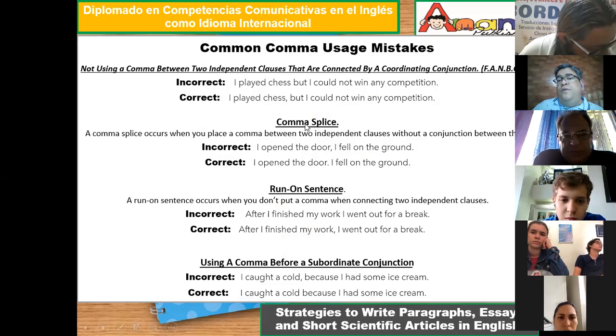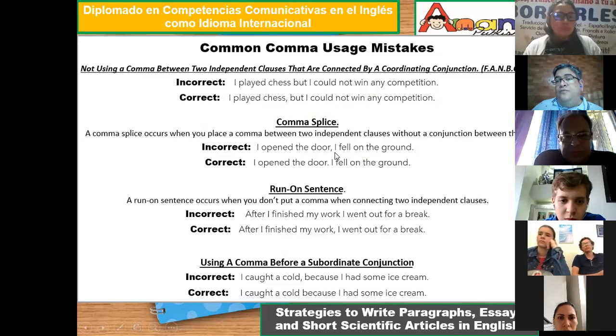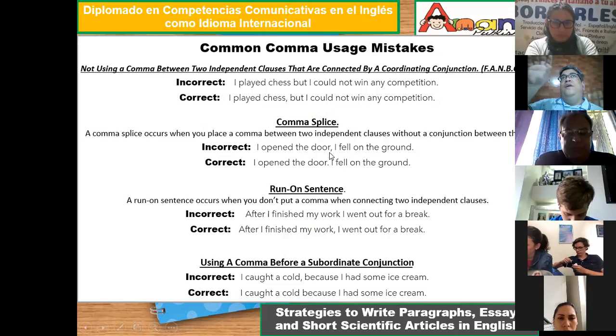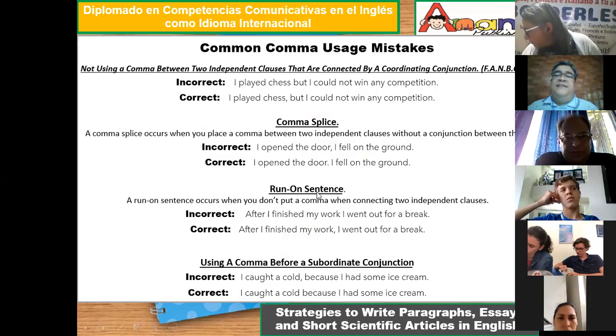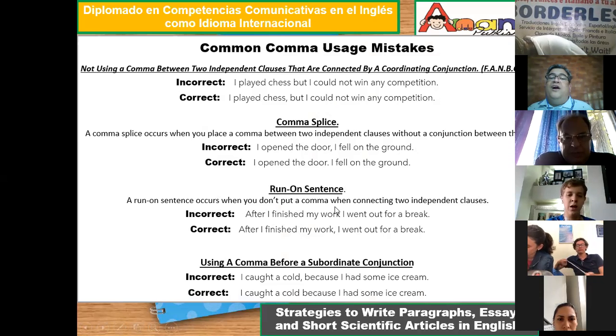So if I want to avoid a comma splice, just be careful. You have to read the sentences, or see what is the sense of the sentence, what you want to express, and just give it a final end, or just give it a period. That's it. Okay. What's a run-on sentence? That's what we were talking about. Well, a run-on sentence occurs when you don't put a comma when connecting two independent clauses.